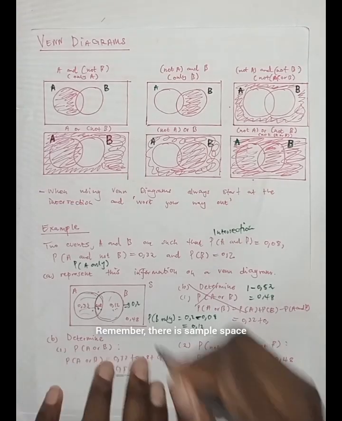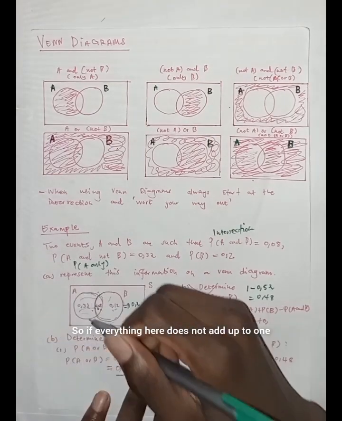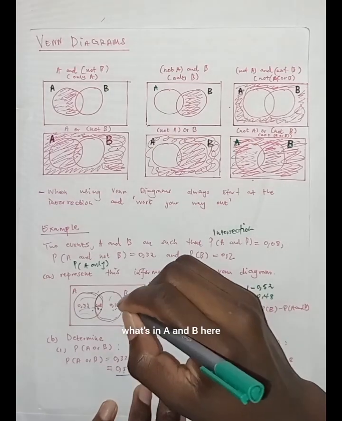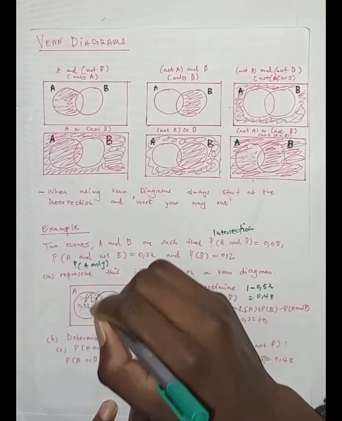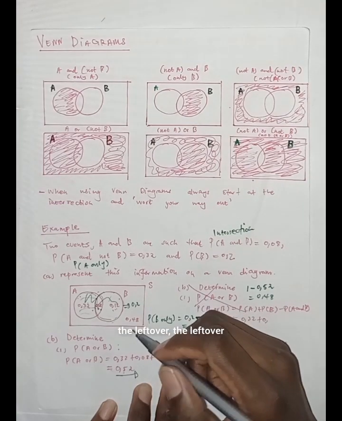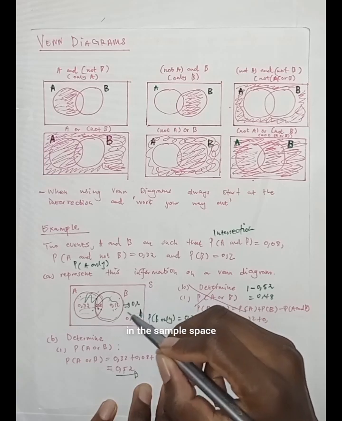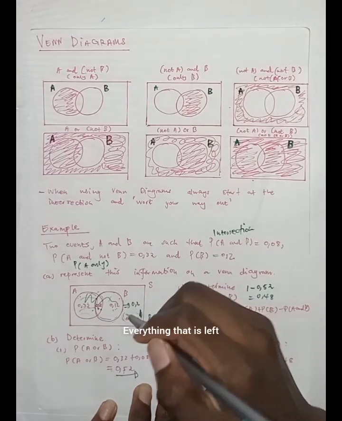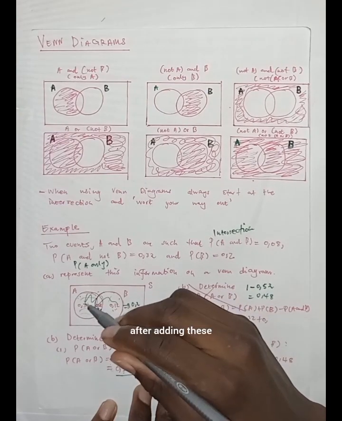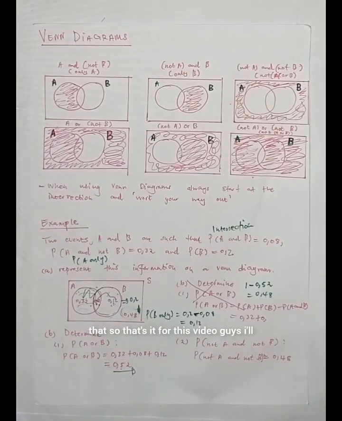Remember, the sample space, this box, must be equal to 1. So if everything here does not add up to 1, then what is left over is in this box here, in the sample space. Everything that is left over after adding these is the sample space. Remember that. So that's it for this video, guys.